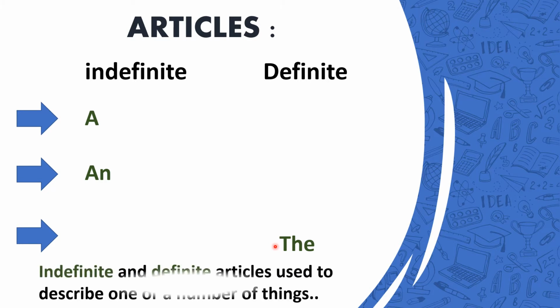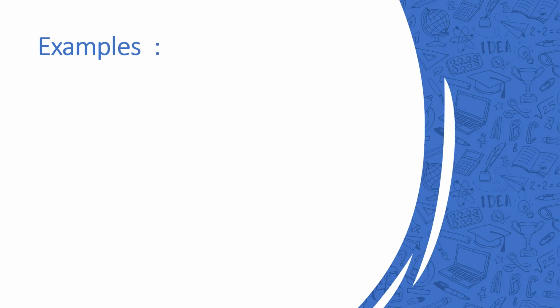You have to know that the articles are used to describe one or a number of things. Indefinite and definite articles are used عشان توصف لنا one or a number of things. What is the use of each one? Let's start with the examples about each article and recognize the use of them. Now let's take some examples.